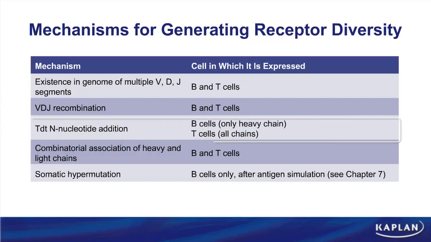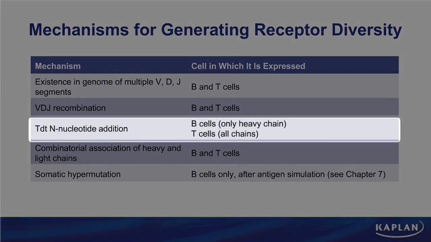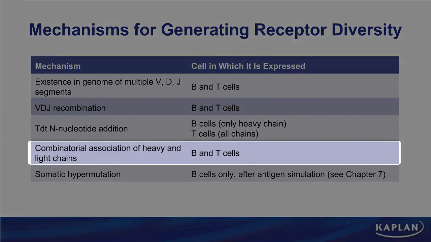We mentioned TdT and the N-nucleotide addition, which is the random inclusion of nucleotides between the V and the D and the J for B cells, and both the beta and alpha chain for T cells. What's also cool is that any heavy chain can combine with any light chain, so I can have the same heavy chain 5 times with different light chains, and that completely changes up my variable region, or my idiotype, and gives me a whole new level of diversity.